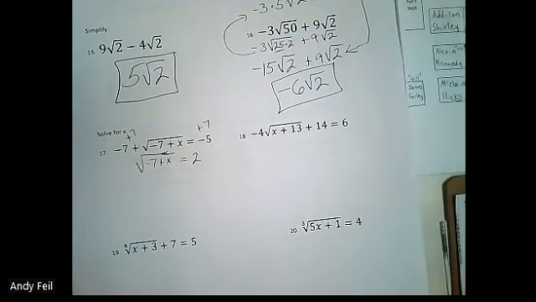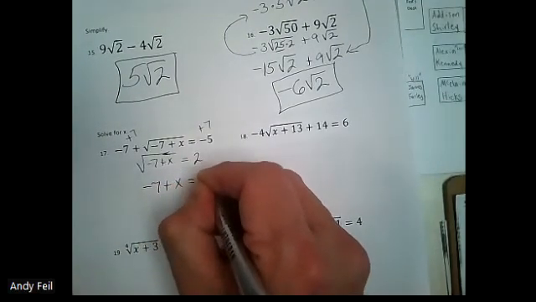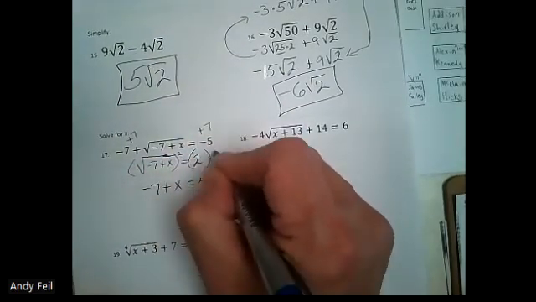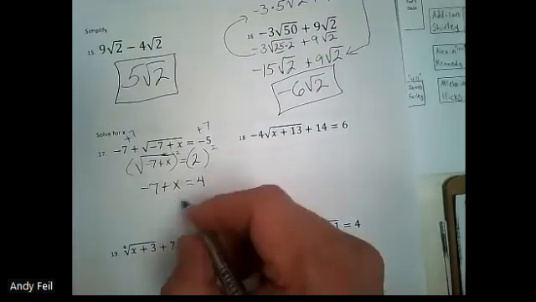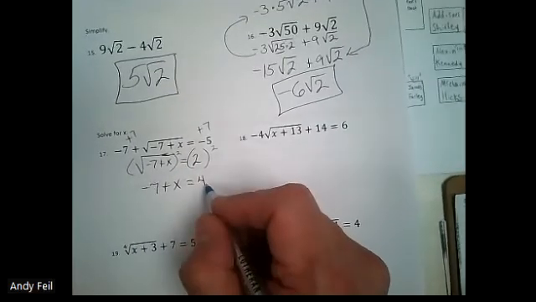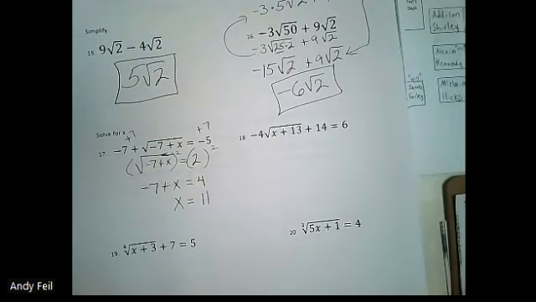7 minus 5 is 2. Now what should I do? Square both sides. Right? I take this side and I square it. I take this side and I square it. Now what? What's keeping x from being all alone? Minus 7. What's the opposite of minus 7? Plus 7. What is 4 plus 7? 11. And there's your answer. That's it. As soon as you get x by itself, you know you're done.